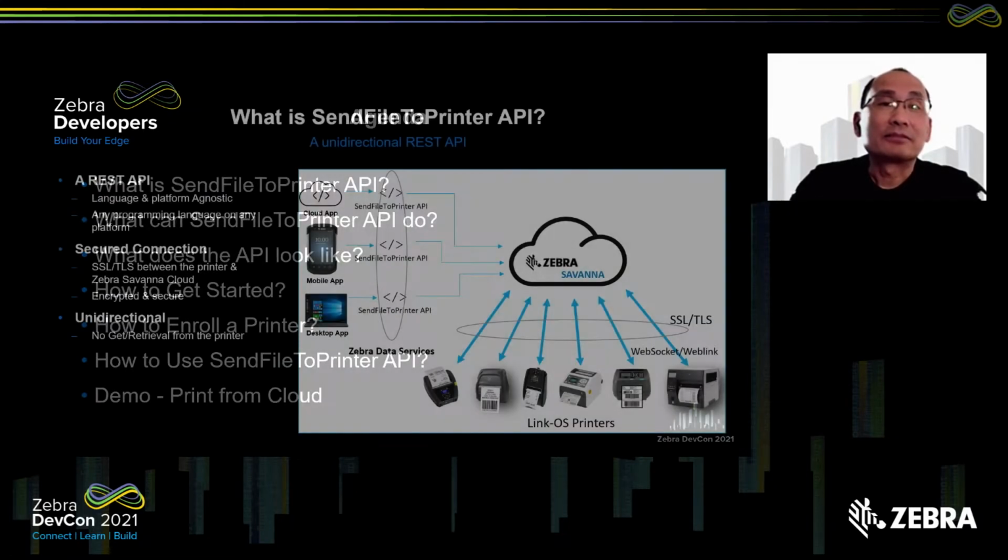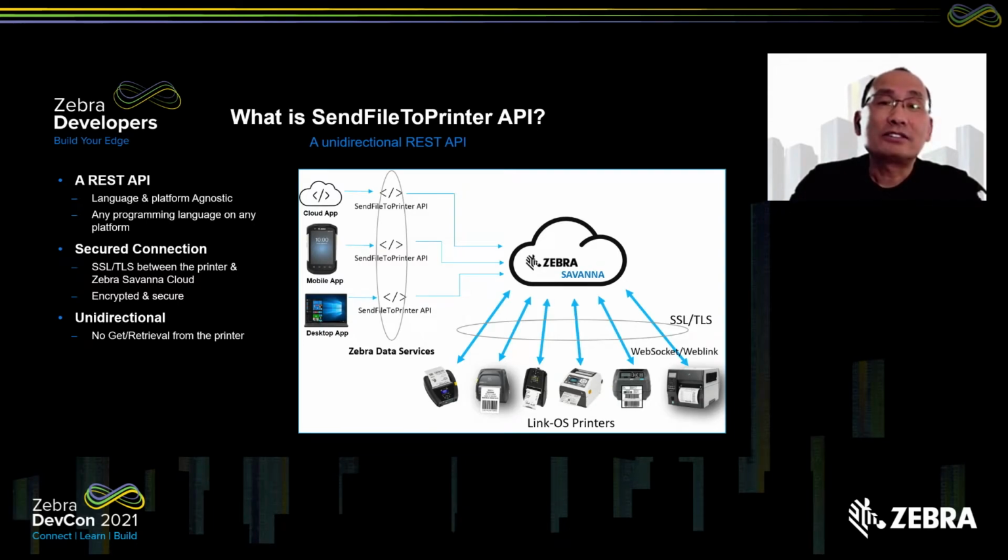Okay, let's get started. So what is a Send File to Printer API? It's a RESTful API. Before we go into the detail, let's take a look at this diagram. There are two parts on this diagram. In the center is the Zebra Savannah cloud. All our Link-OS printers are connected to the Savannah cloud through WebLink or web sockets. Those connections are also secured and encrypted through SSL/TLS.